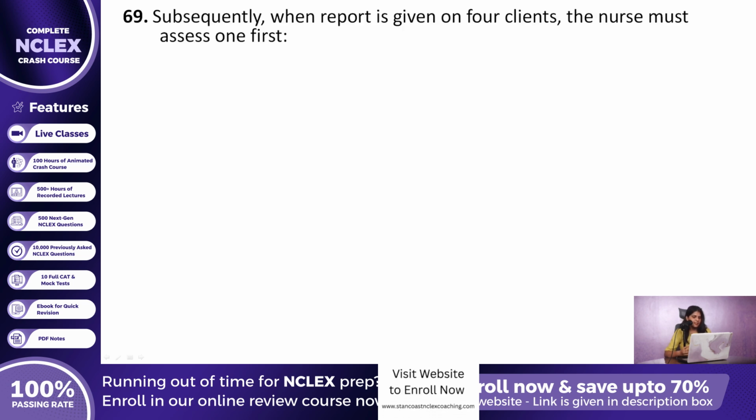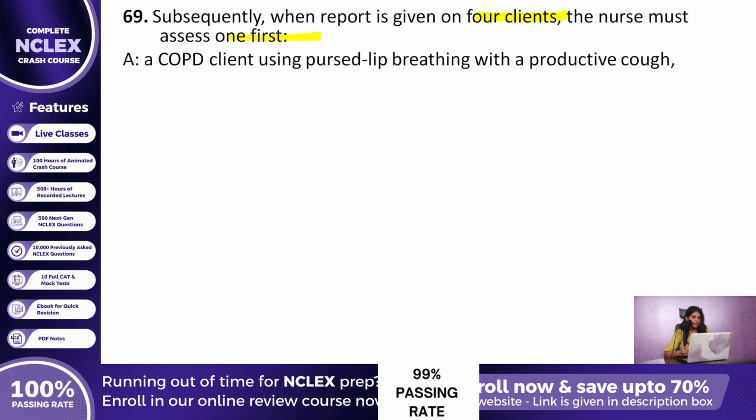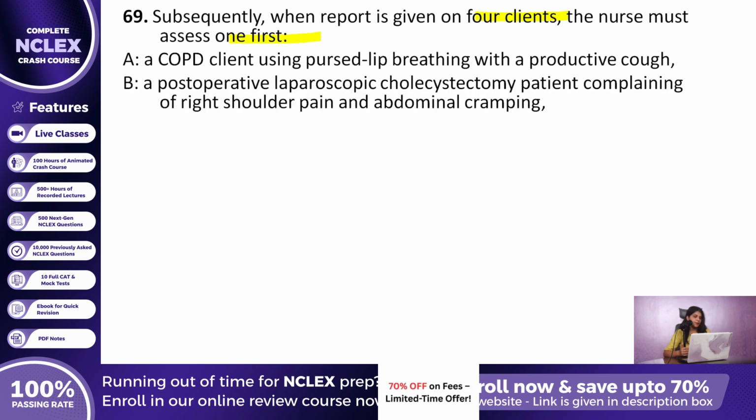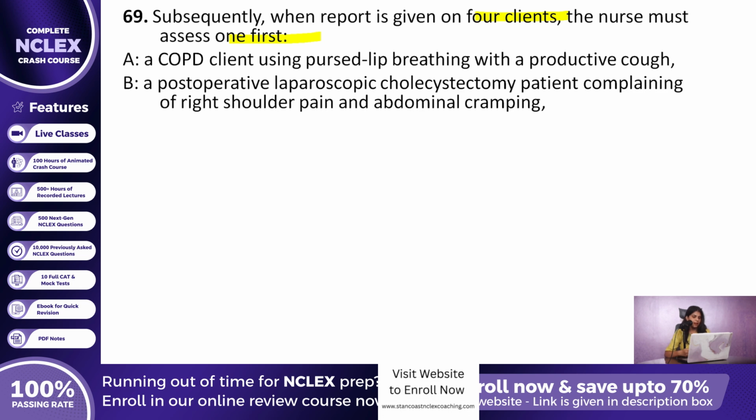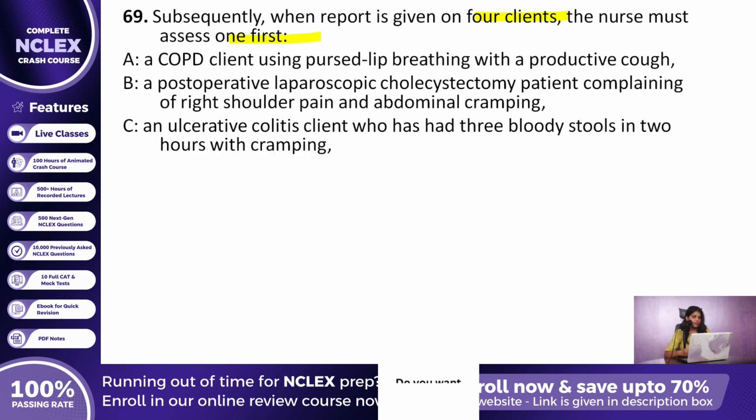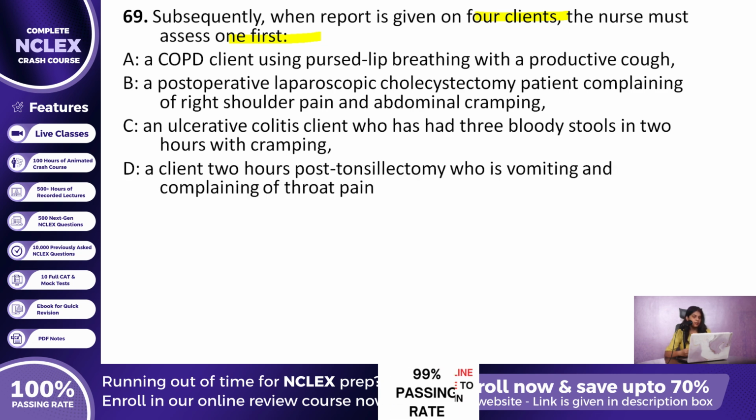Question 69. Subsequently, when report is given on 4 clients, the nurse must assess one first. A. A COPD client using pursed lip breathing with a productive cough. B. A post-operative laparoscopic cholecystectomy patient complaining of right shoulder pain and abdominal cramping. C. An ulcerative colitis client who has had 3 bloody stools in 2 hours with cramping. Or D. A client 2 hours post-tonsillectomy who is vomiting and complaining of throat pain.